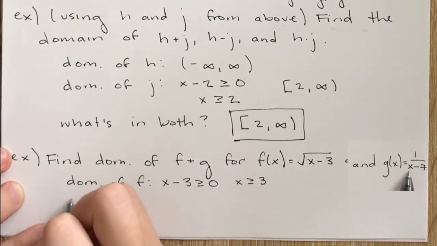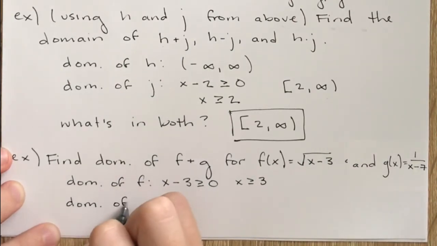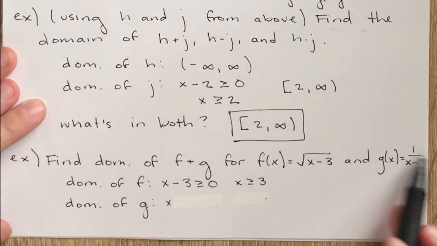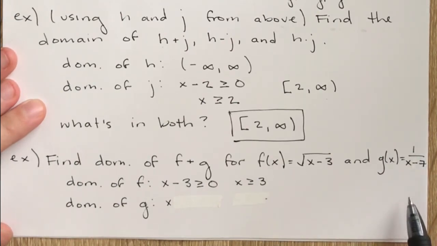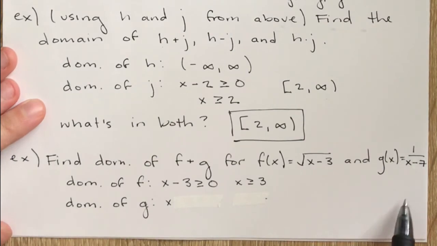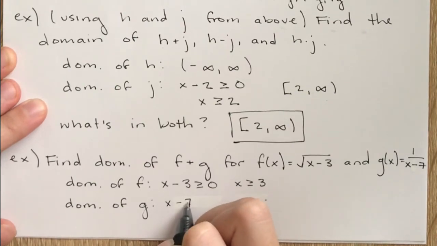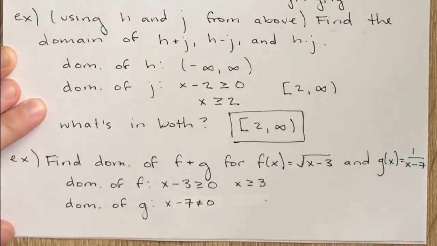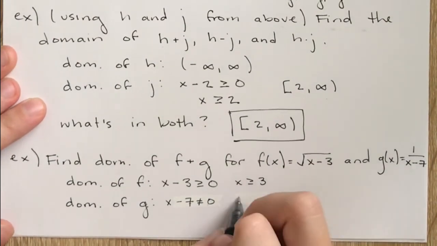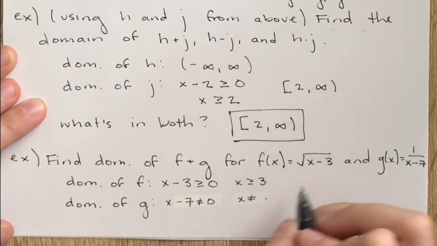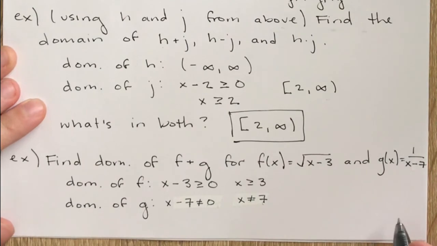What is the domain of g? So remember, we have a denominator here. What do we need to look out for when we have a denominator? We need to look for when the denominator will be equal to 0, because we cannot divide by 0. So when will x minus 7 be equal to 0? Let's set it not equal to 0, because that's what we want, right? All we have to do is solve for x here, which means we add 7 to both sides. We get x cannot be 7.